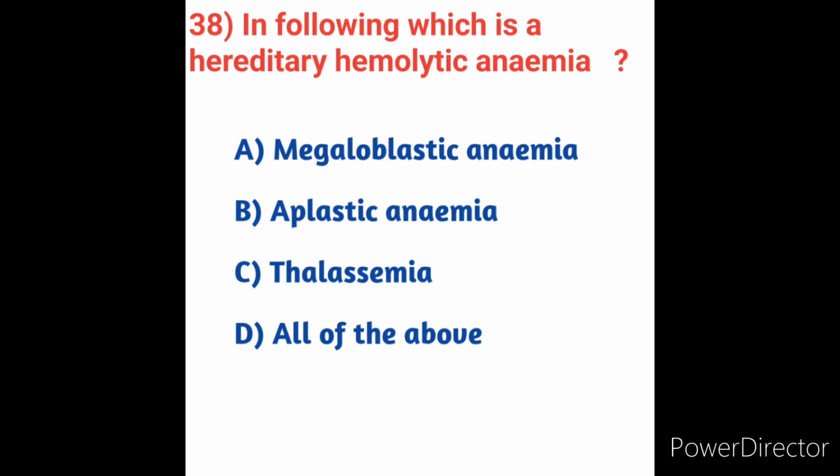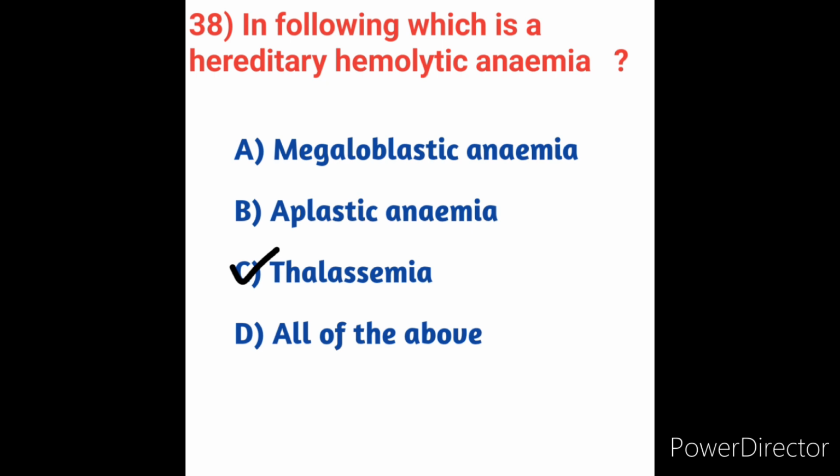What types of anemia are hereditary? Sickle cell anemia, thalassemia, congenital pernicious anemia and Fanconi anemia, thrombocytopenic purpura. These are all hereditary anemias. From the options, the hereditary hemolytic anemia is thalassemia. Option C, thalassemia, is the hereditary hemolytic anemia. Option C is the correct answer.